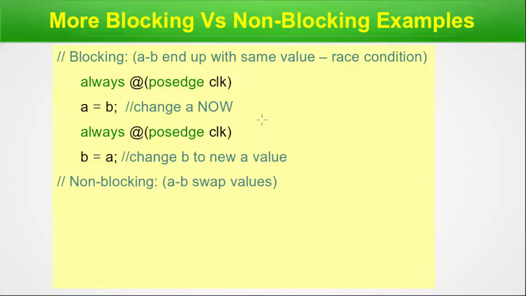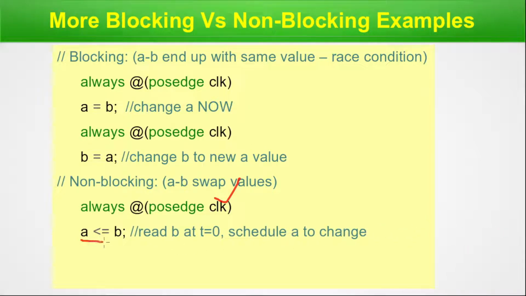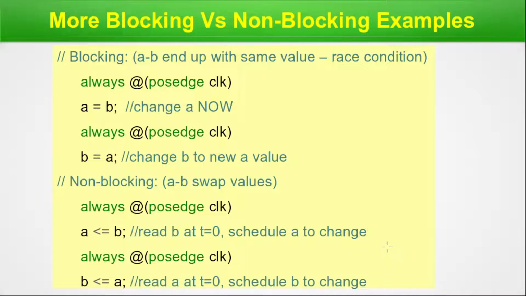Next, we have the non-blocking example of the same kind of operations. Here we use the same kind of always block, sensitized with the positive edge of the clock. And here we write non-blocking assignment of B to A. So read B at t equal to 0 and schedule a change for A. In the same fashion, we have another always block where A is read at t equal to 0 and B is scheduled to change when there is a clock edge.